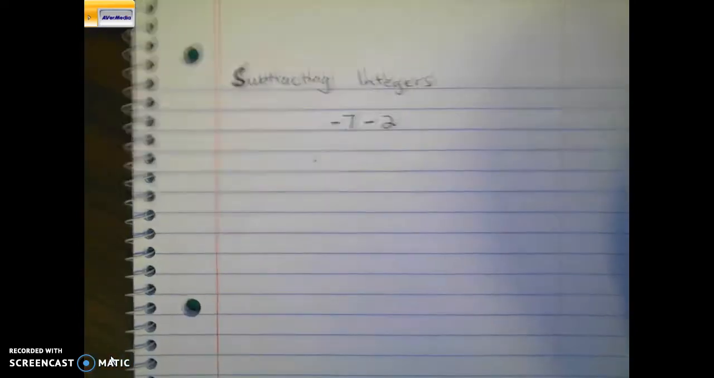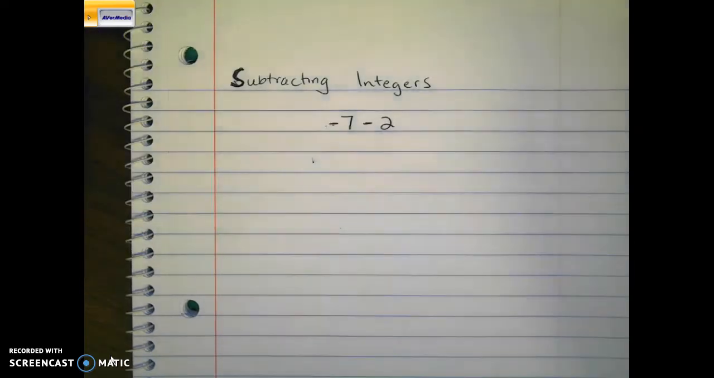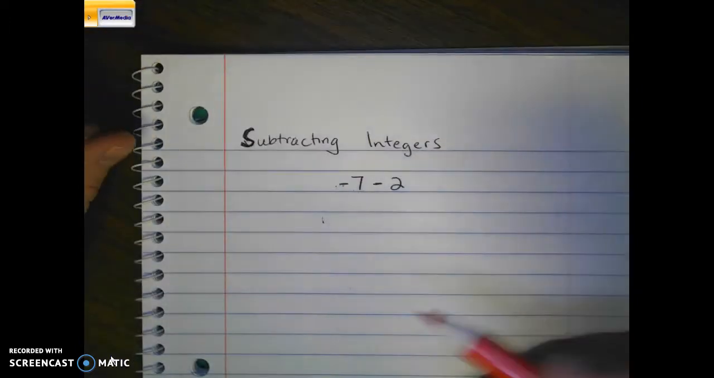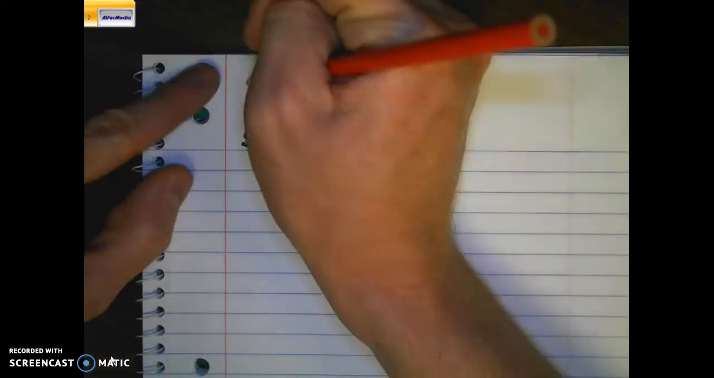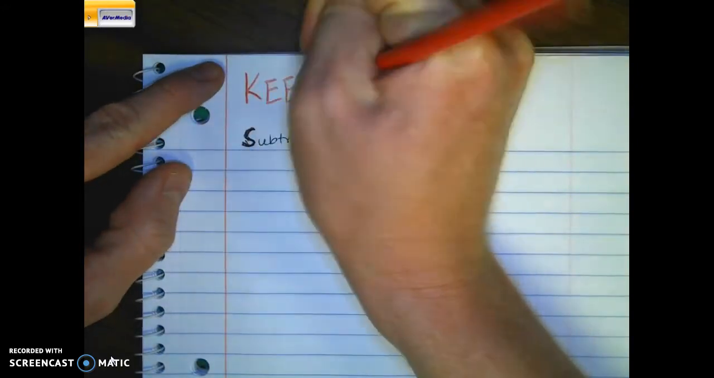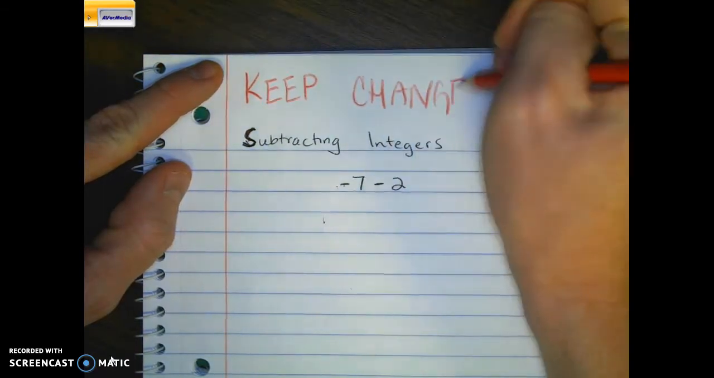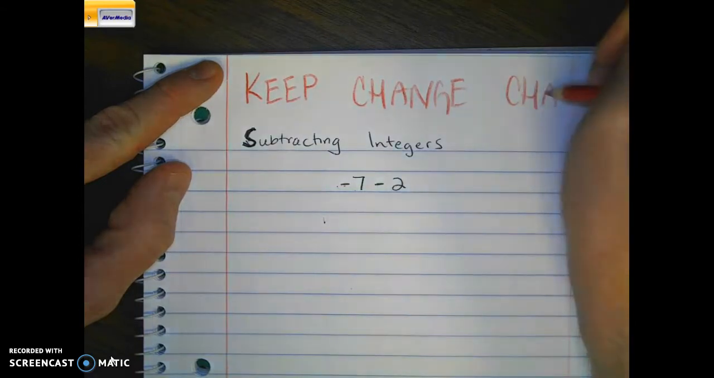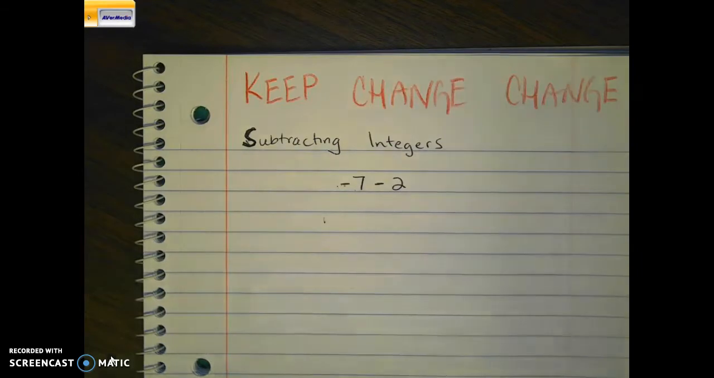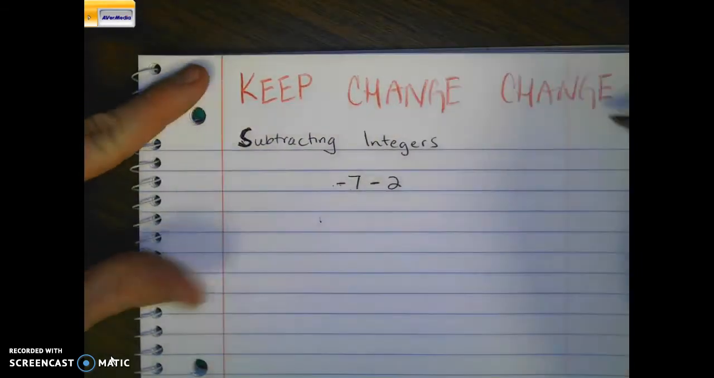Now it's kind of confusing for some people. So when you subtract integers, there is a rule. And what I'm going to do is I'm going to write it on top of the paper with my colored pencil. Here's the rule for subtracting integers. We keep, change, change. So pause the video, write that down, and just remember this. Keep, change, change. So here's the rule we follow.